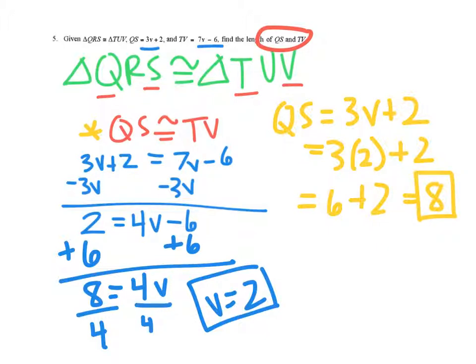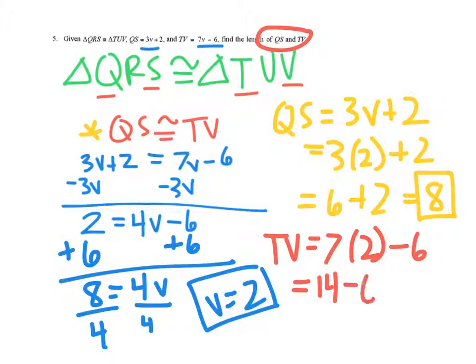Now, if you want, for good measure, you can check TV, but it should be the same thing. TV equals 7 times 2 minus 6, which is 14 minus 6, which also equals 8. So they both equal 8. These two match, so I know we did it right.